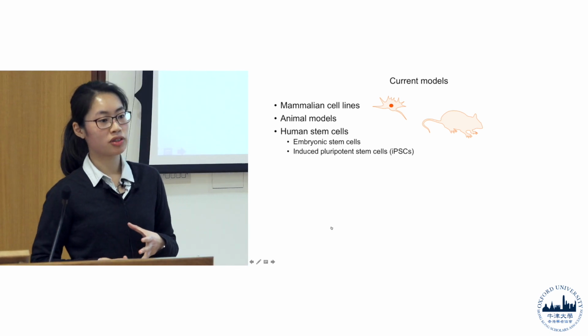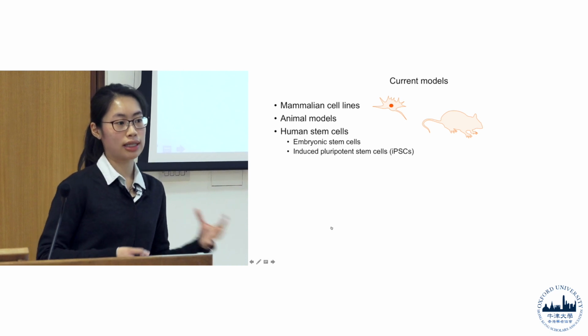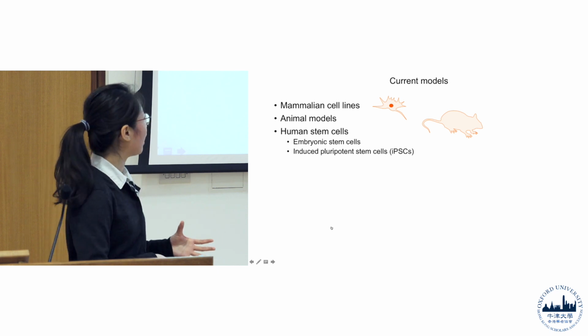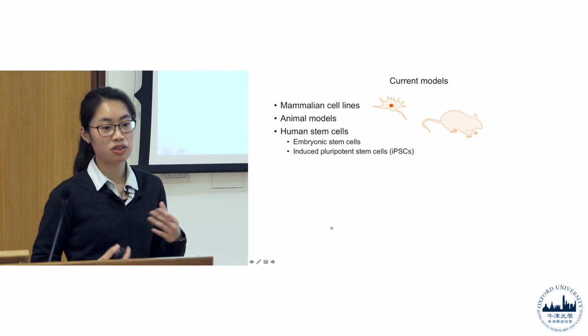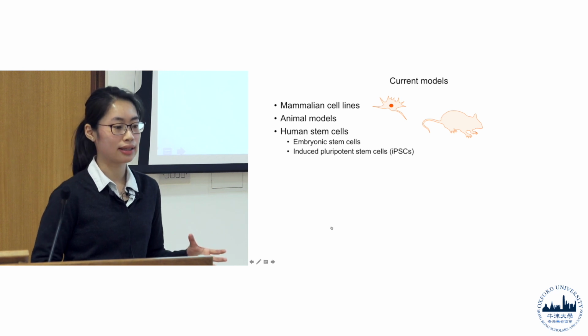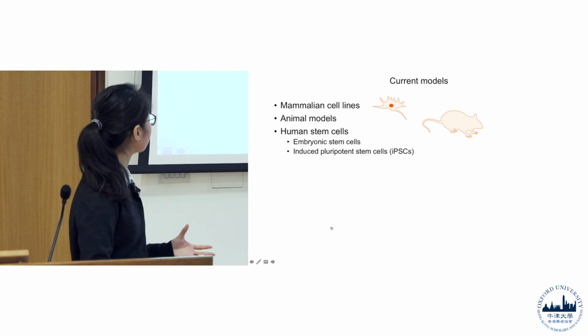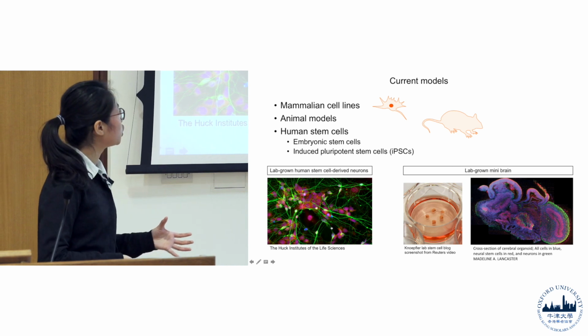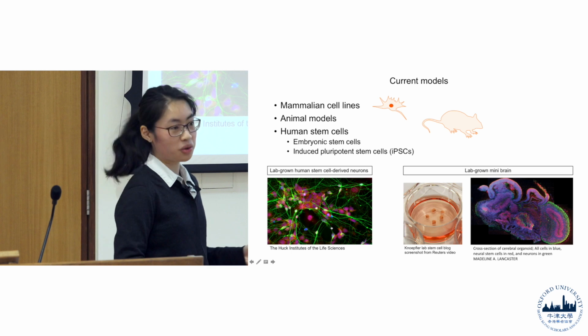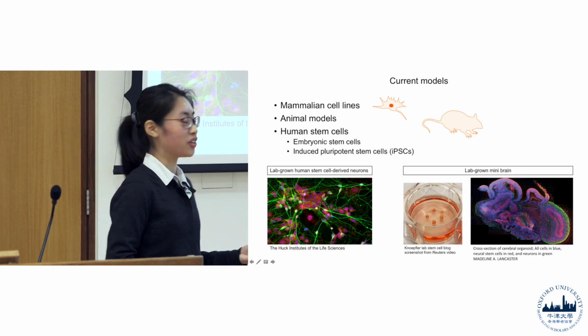Another advantage is that because they are from patients, they will have genetic backgrounds exactly the same as what we see in the patient. And because I'm interested in genetic disorders, that would be a great advantage, as we can understand what is really happening in the patients. So I told you that iPSC can be derived into neurons, in particular because I'm interested in brain disorder.